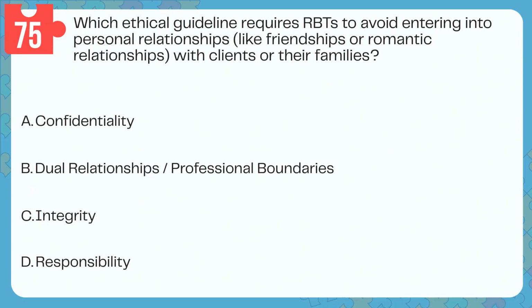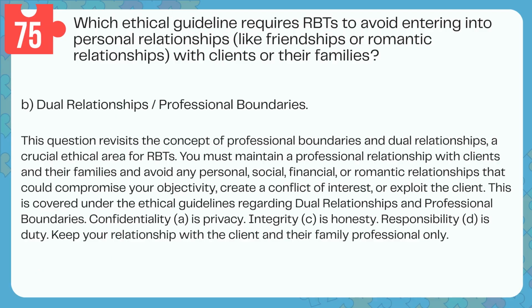Question 75. Which ethical guideline requires RBTs to avoid entering into personal relationships, like friendships or romantic relationships, with clients or their families? A. Confidentiality. B. Dual relationships/professional boundaries. C. Integrity. D. Responsibility. Answer. B. Dual relationships/professional boundaries.